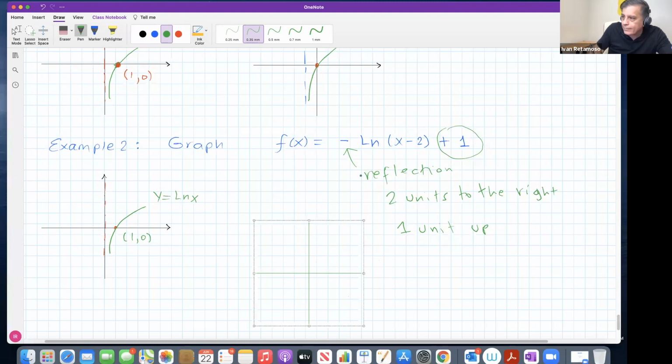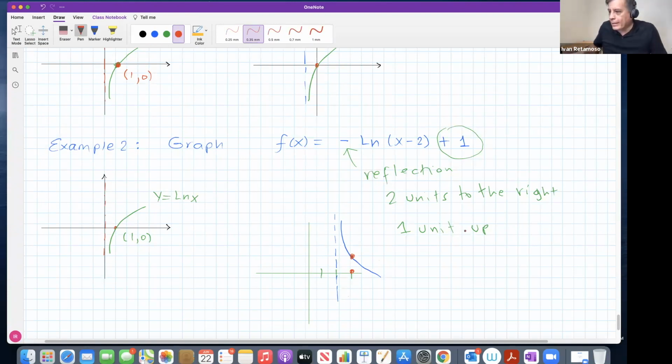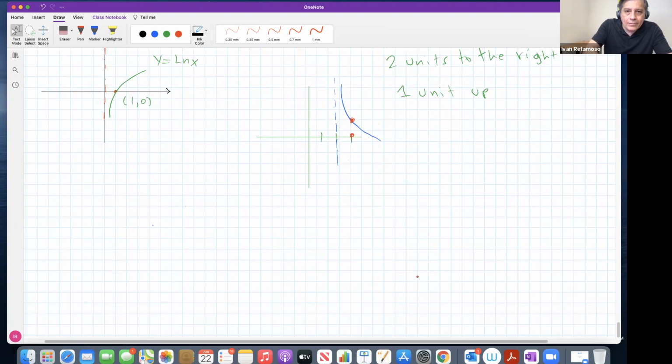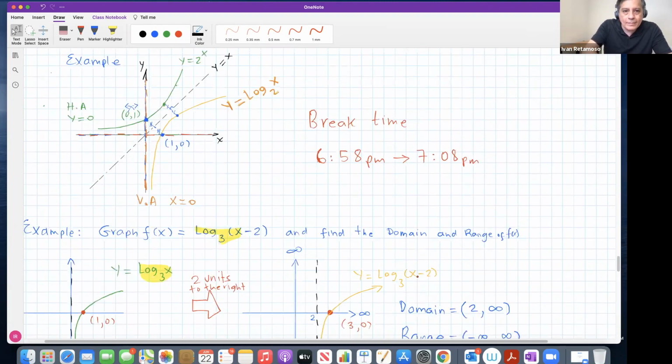You should get 2 units to the right. 1, 2, 3 is where your x-intercept will appear. Then 1 unit up will end up here, and the asymptote will stay there. And since you are dealing with the reflection of this, it should be this, right? Very good, guys. This is for you to complete at home. Now let's go back to some word problems.